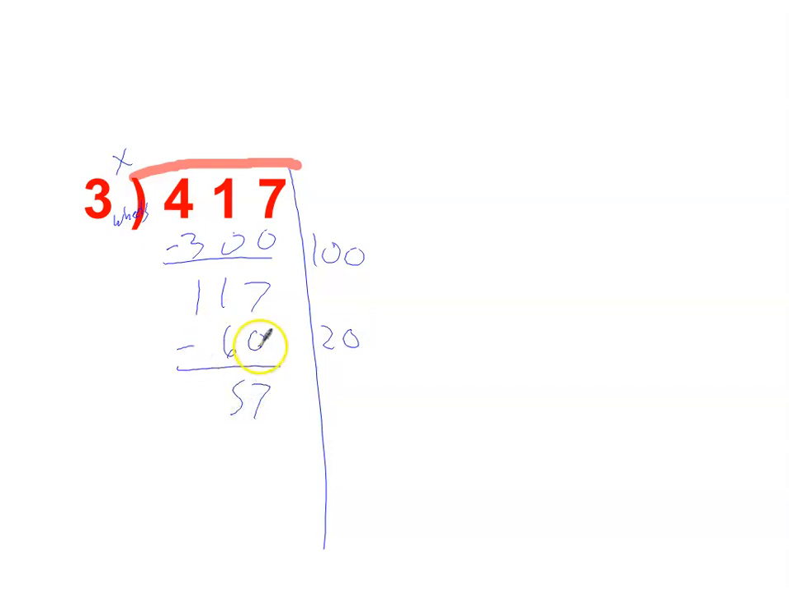Oh, can't quite do 20 groups, so I'm going to go to 10. 10 groups of 3 would be 30. I subtract. I'm now at 27, and now I know it's below 10. Since I'm really good at my 3s, and I know my 3 song, I know that 3 times 9 is 27. I don't have anything left. If I add these up, 100 plus 20 plus 10 plus 9, 139.